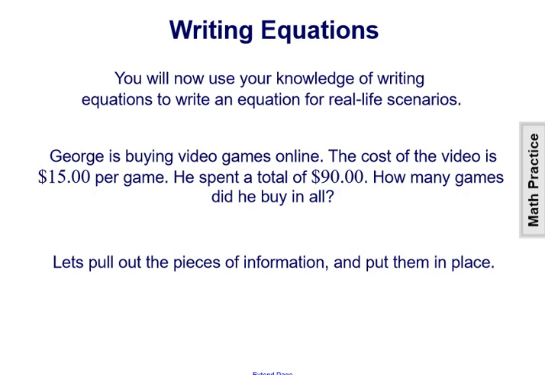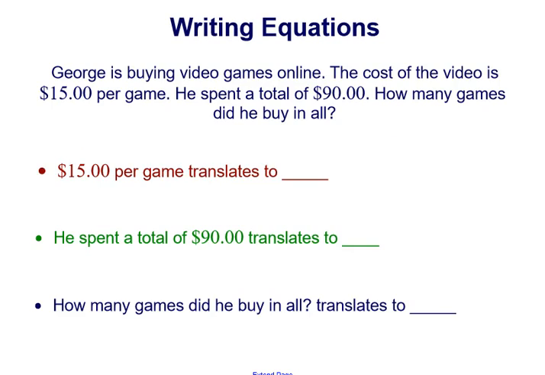So reading this over, let's pull out the pieces of information that are important and put them in place to translate to an equation. The first piece of information is the cost of the video games is $15 per game. Think, what would $15 per game translate to in terms of expressions, numbers, and operations? We also are given the information that he spent a total of $90. So again, think, what would that translate to in terms of symbols, numbers, and operations?